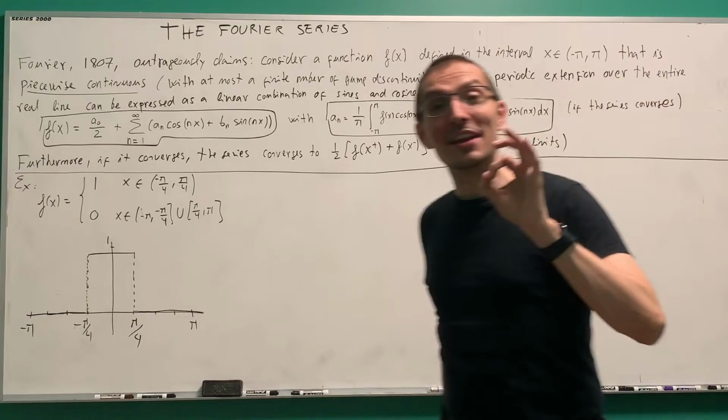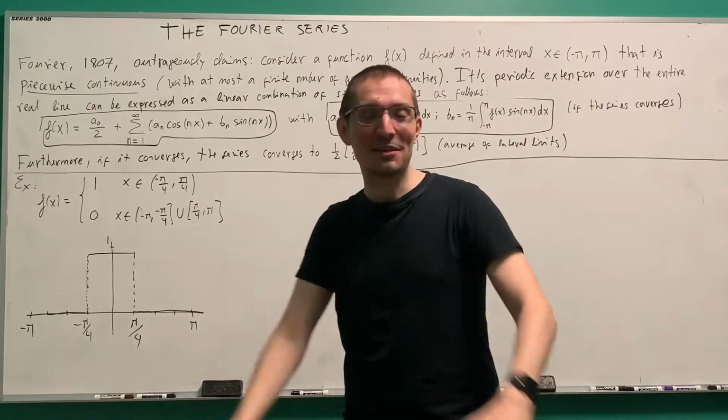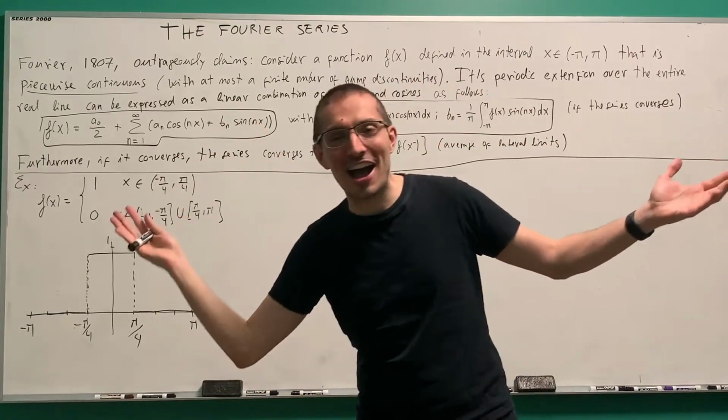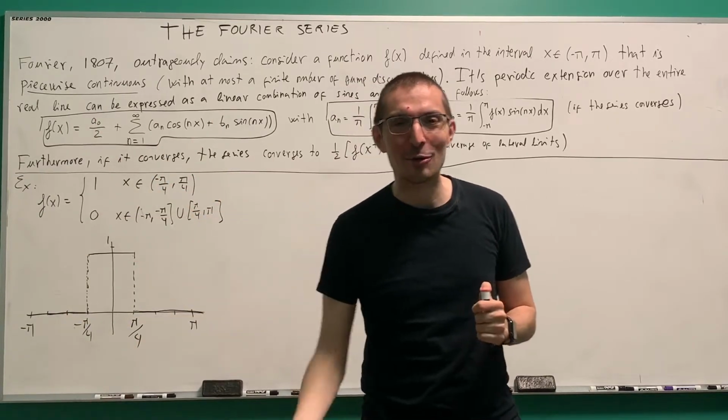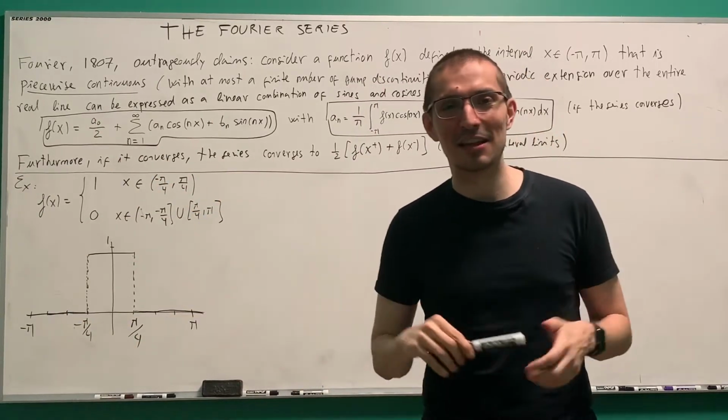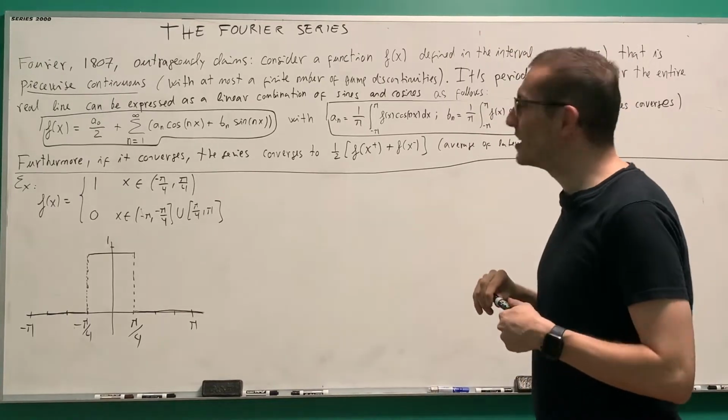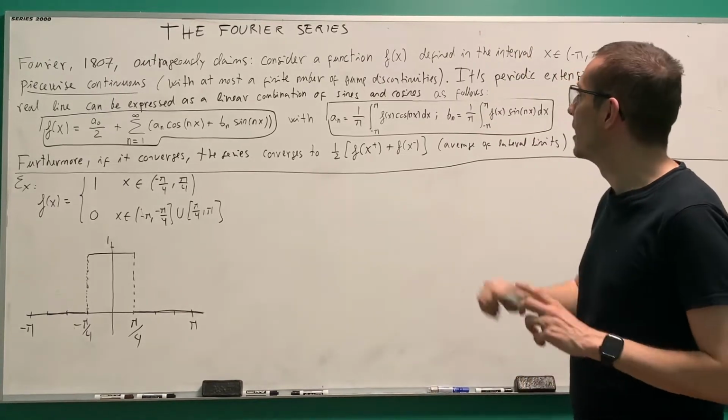Outrageous claim, because he provided no proof whatsoever. He dropped it. Imagine all the mathematicians and everybody like, what? It took Dirichlet and several other people after Fourier to actually prove all these things and make them rigorous. So let's begin with exactly what Fourier said.